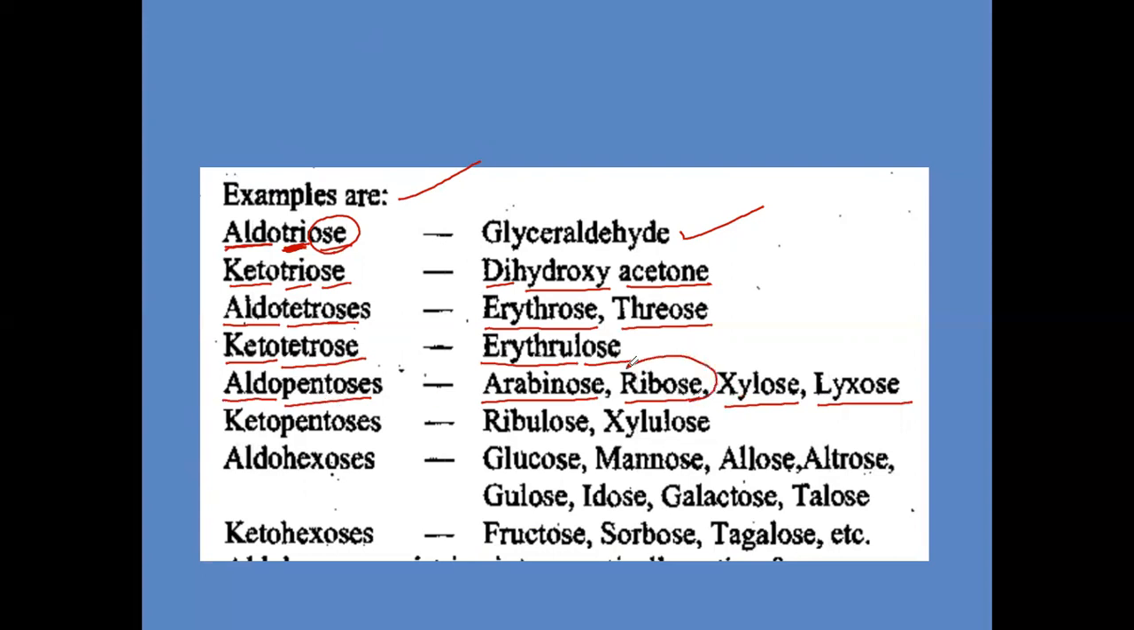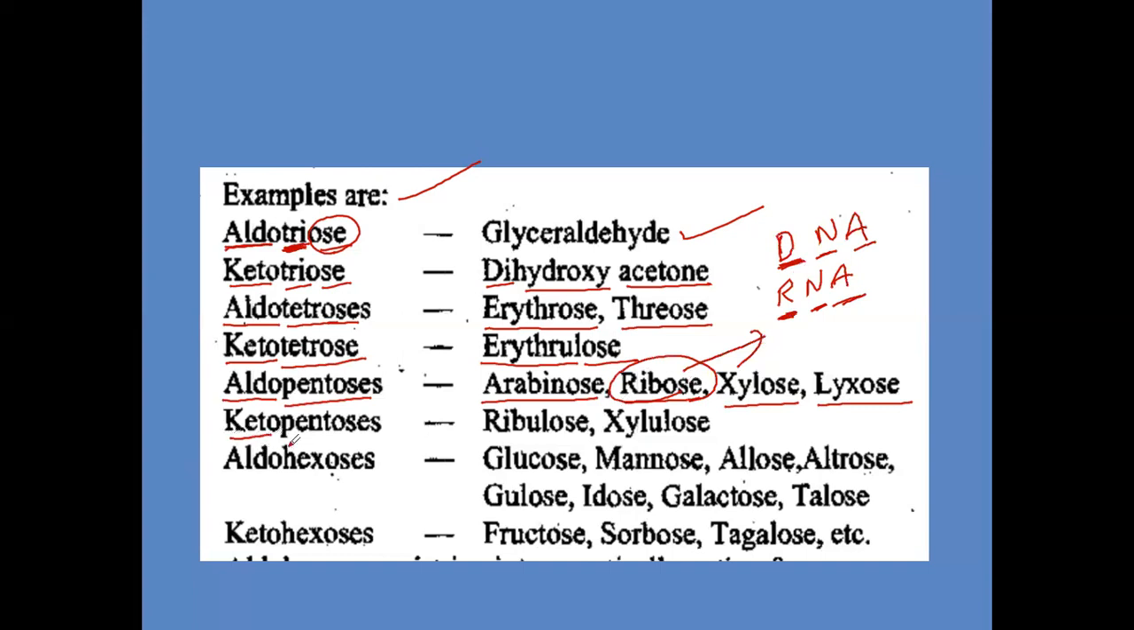And this ribose will be present in what generally? RNA and DNA. DNA stands for deoxyribonucleic acid, and RNA is ribonucleic acid. So ribose sugar will be present in ribonucleic acid, and deoxyribose in deoxyribonucleic acid.